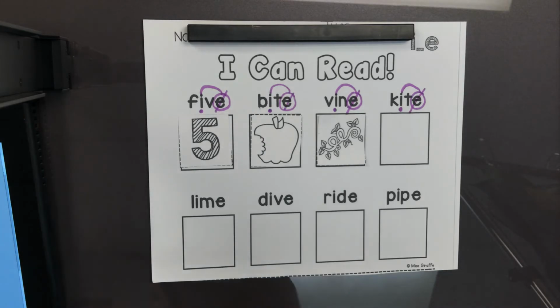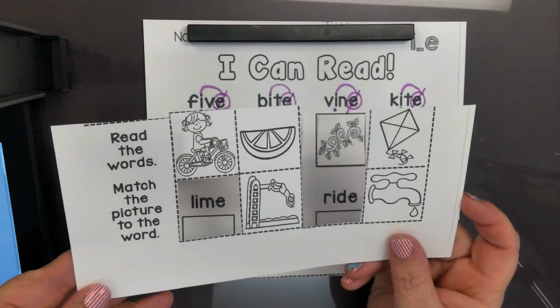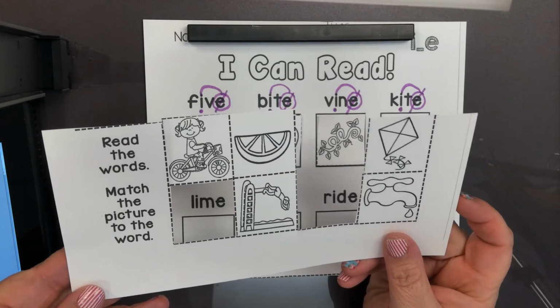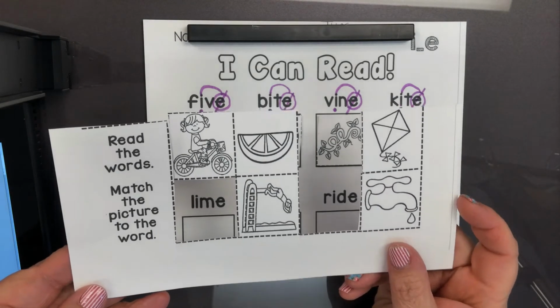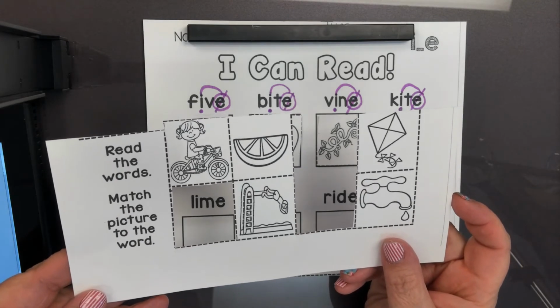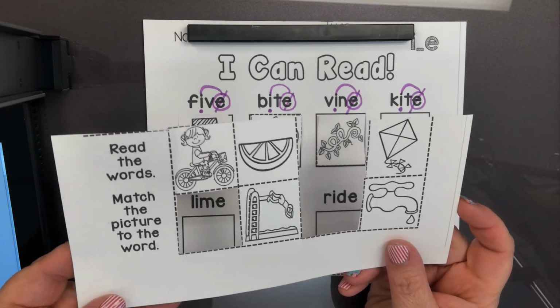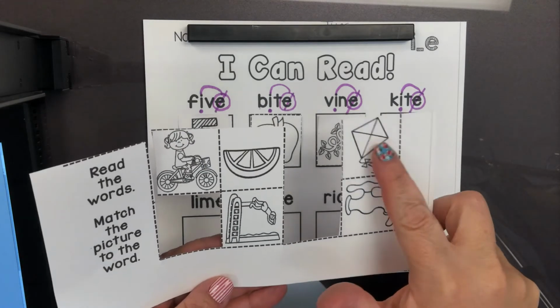Let's find a picture of a kite. Is it on the top or the bottom? It's on the top. It's above the pipe. Can you point to the kite? Here it is.